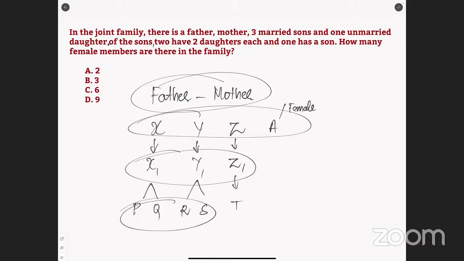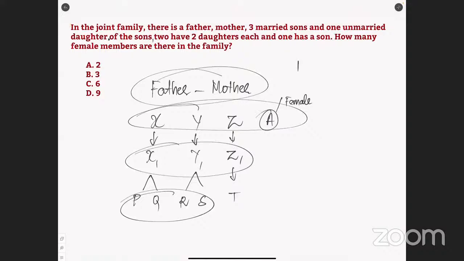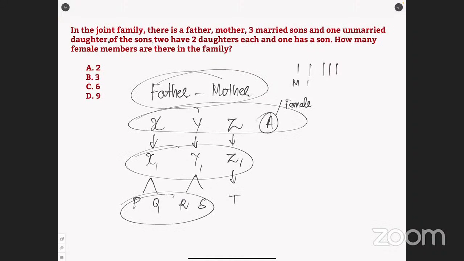So these are also females now. How many female members are there in the family? So mother is 1 female member. Their daughter is another female member. Then we have wives, so 1, 2, 3. This is the mother. This is their daughter. These are the daughters-in-law. Then their children P and Q and R and S.